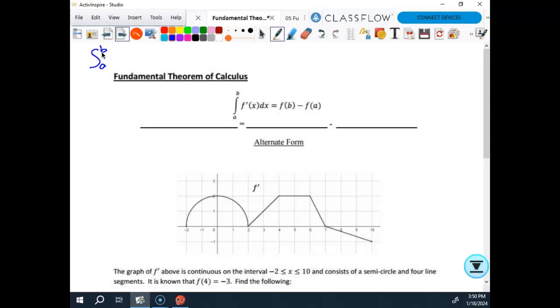So this is the amount of change. Let's start over here. Amount of change equals the final value minus the initial value. So it is relating our derivatives to our original functions, our integrals to our derivatives, and so forth.